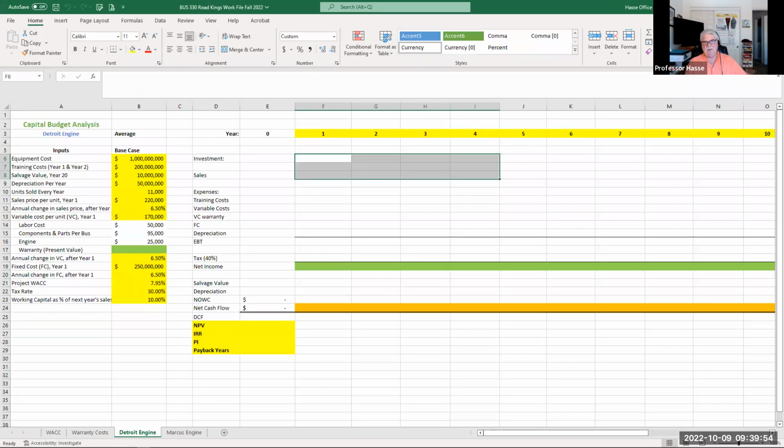Then you are to take that amount and apply it to the variables given in the case: an investment of $1 billion, training costs for the first 2 years of $200,000, a salvage value in year 20 of $10 million, a depreciation per year of $50 million. 11,000 units are to be sold every year at a sales price of $220,000 with an annual inflation rate after year 1 of 6.5%.